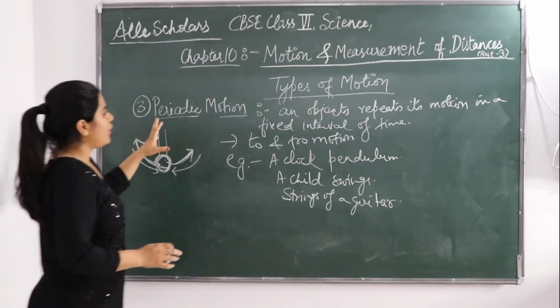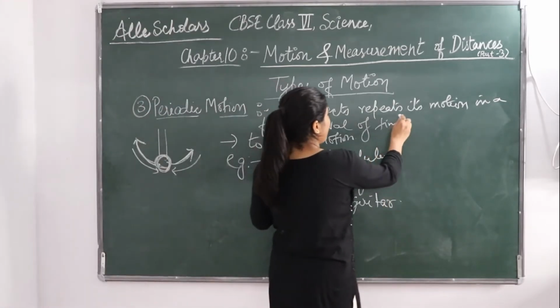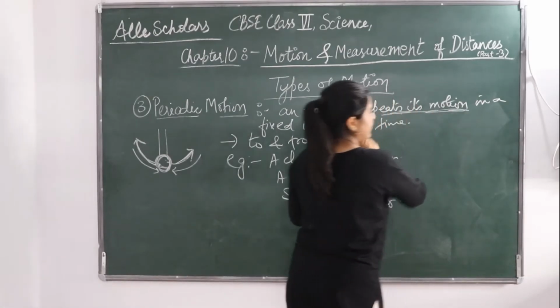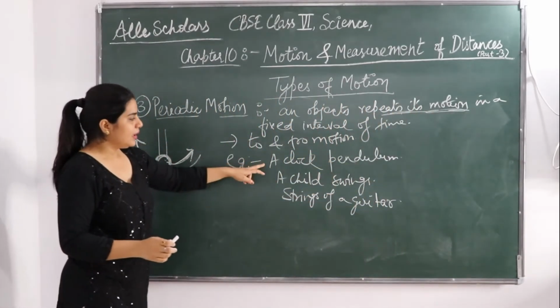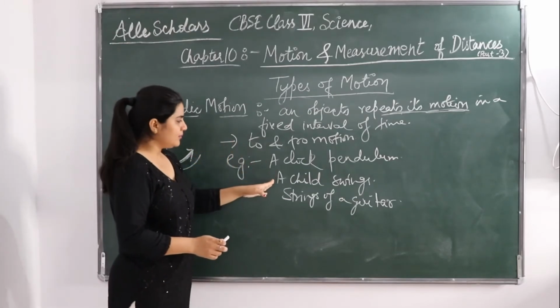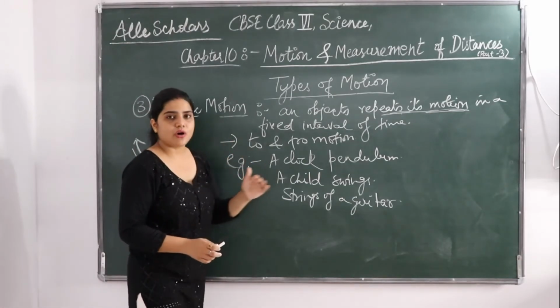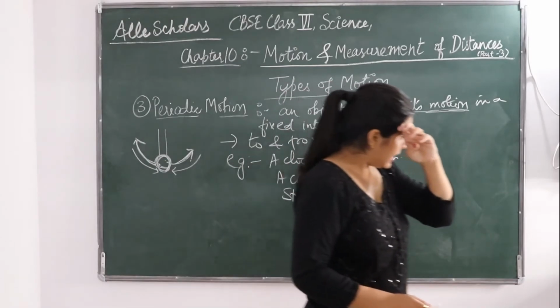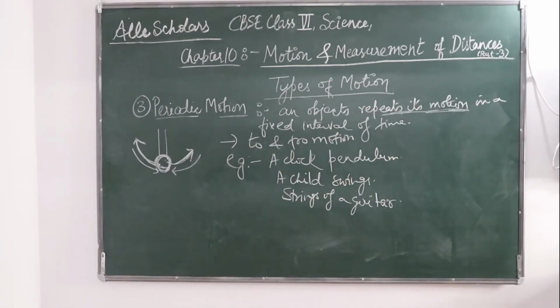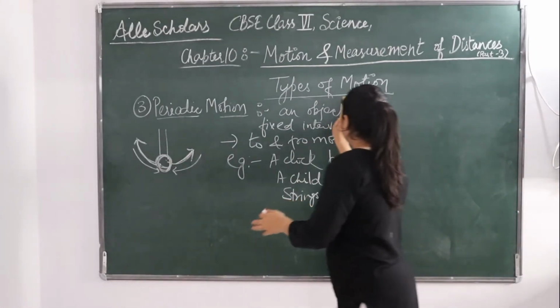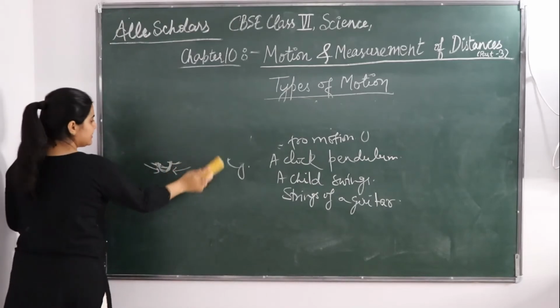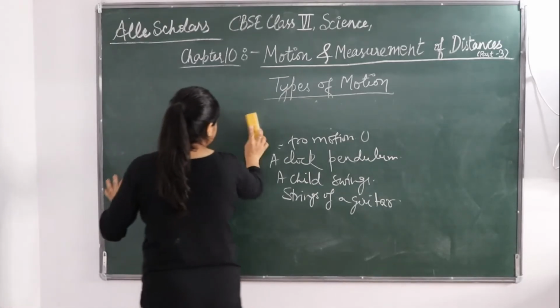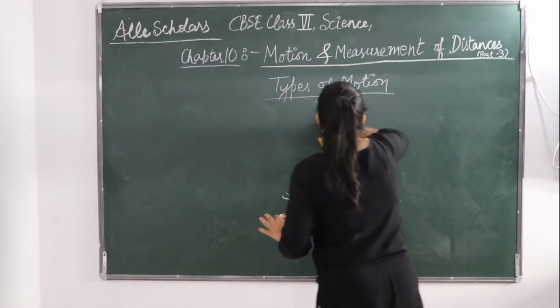So periodic motion is a motion in which the object repeats its motion in a fixed interval of time. The best examples are a clock pendulum, a child's swing, and the strings of a guitar. All these are examples of periodic motion. The fourth type of motion is rotational motion, and this is the last type of motion.